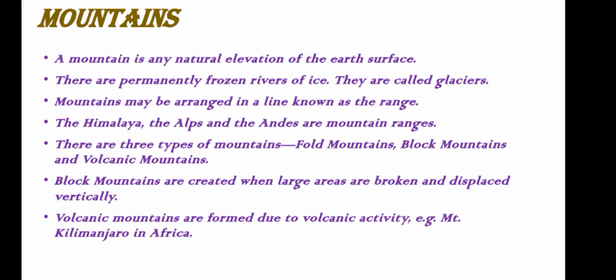Fold mountains have a conical shape. The base is very broad and the top is very short. Examples are the Himalayas, Alps and Andes. Block mountains are created when large areas are broken down and displaced vertically. The uplifted part is called horst and the downlifted part is called graben. An example of block mountains is the Rhine Valley. Volcanic mountains are formed due to volcanic activity. For example, we can give Kilimanjaro, which is in Africa.